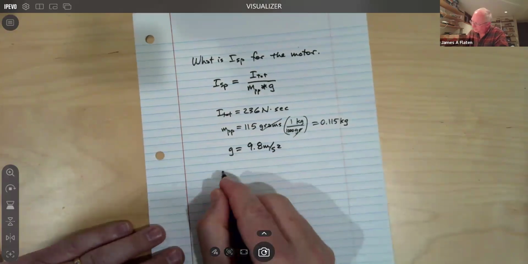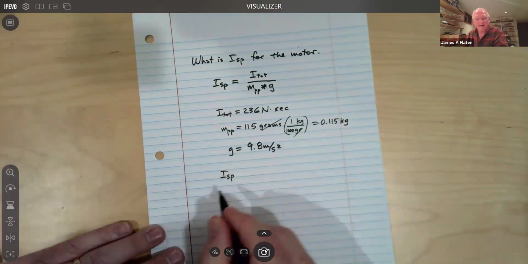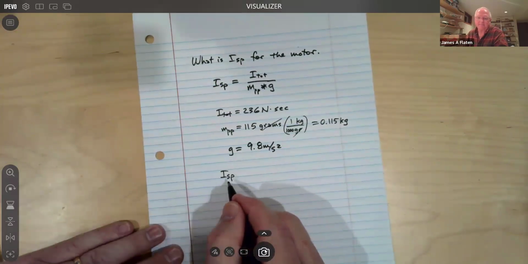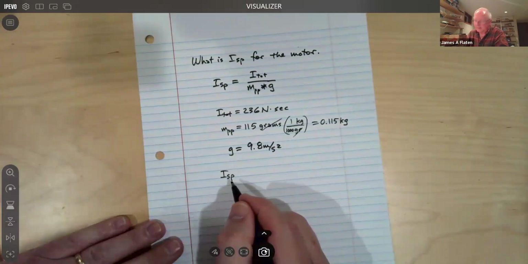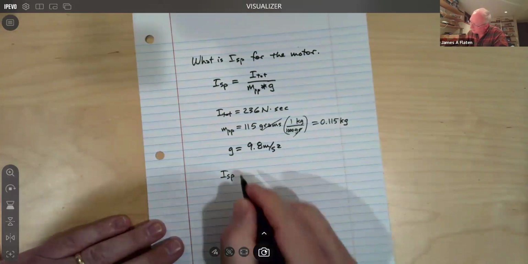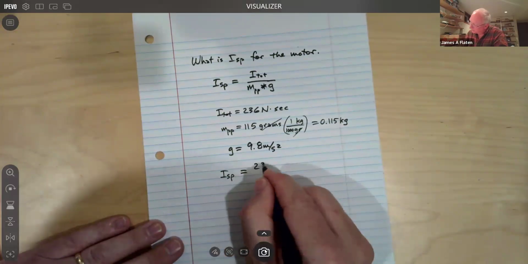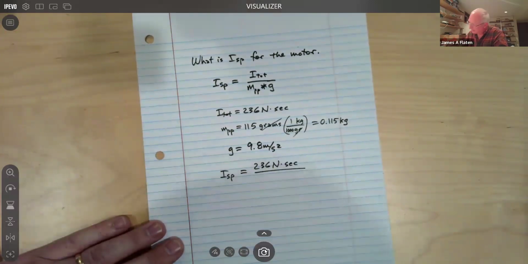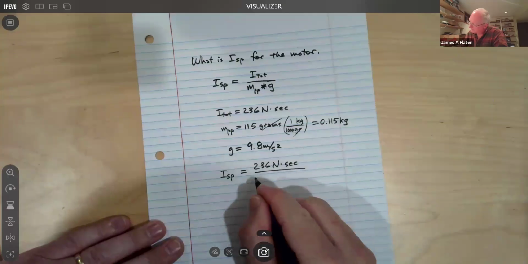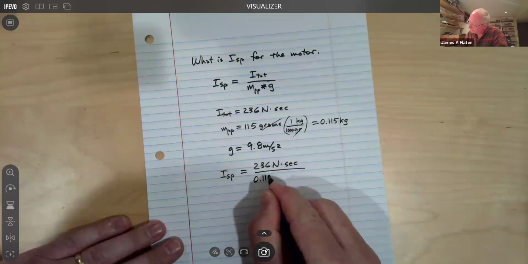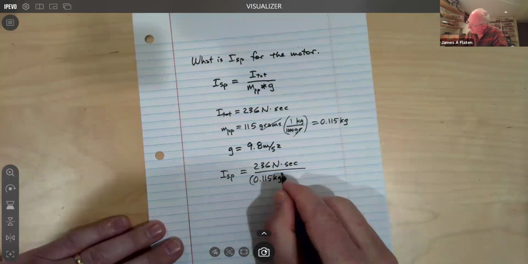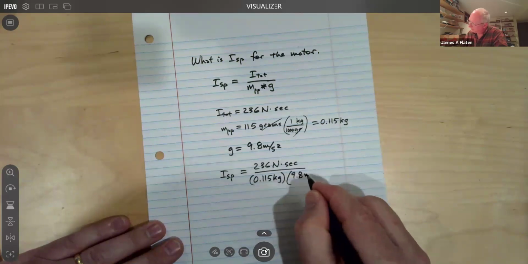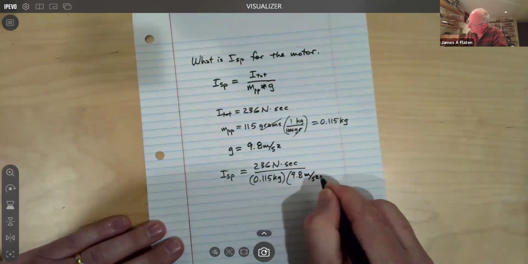So let's finish it up. ISP, and I expect ISP to come out in units of seconds. This particular variable has units of time. Okay, so here we go: 236 Newton seconds divided by 0.115 kilograms times 9.8 meters per second squared.